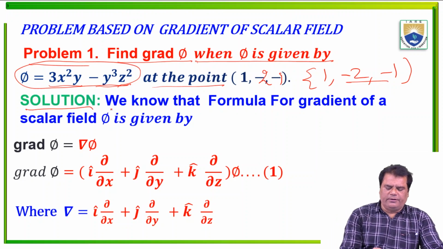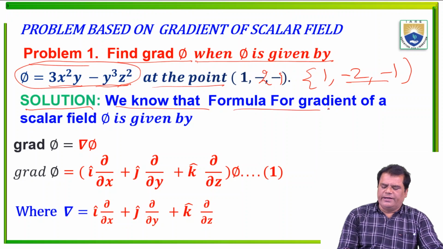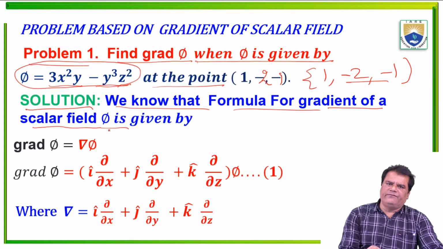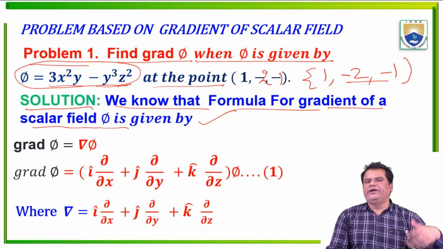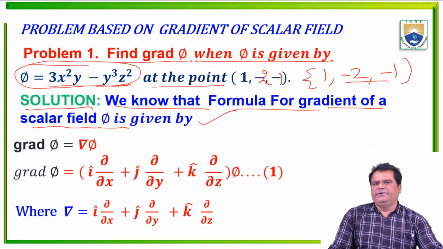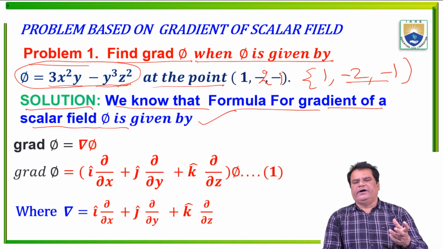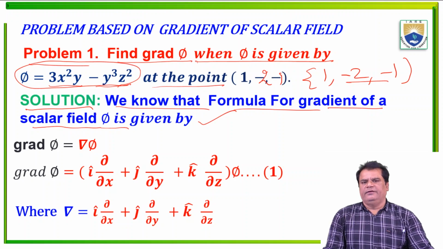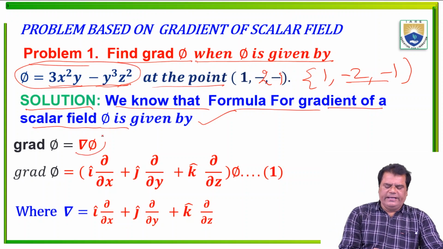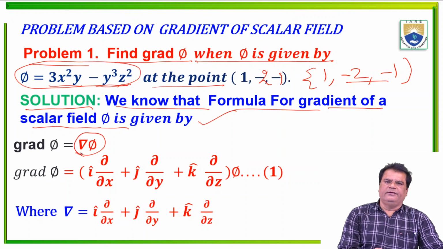Now start the solution. We know the formula for the gradient of a scalar field function phi; we discussed it in the last slides. Phi is a scalar point function, so the gradient is represented by del phi, or nabla phi. This is a vector function.